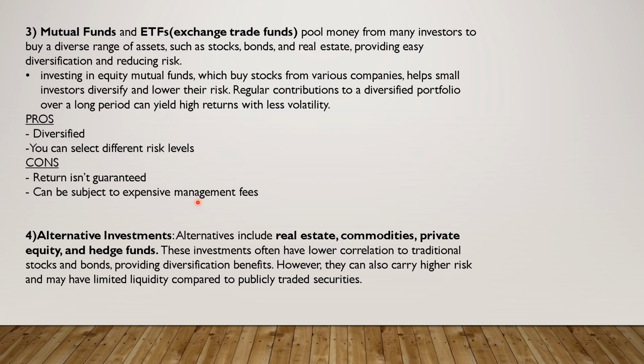At number four, we have alternative investments. It includes real assets, commodities, private equity, and hedge funds. These investments have a lower correlation to traditional investments. Traditional investments are the bonds and stocks. They provide diversification benefits. However, they carry higher risk and may have limited liquidity compared to publicly traded securities.